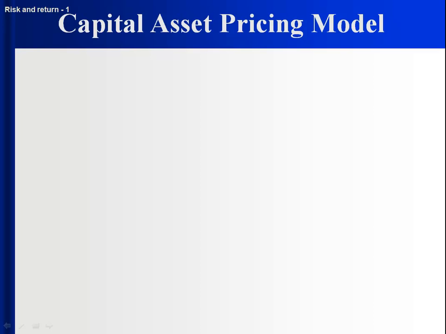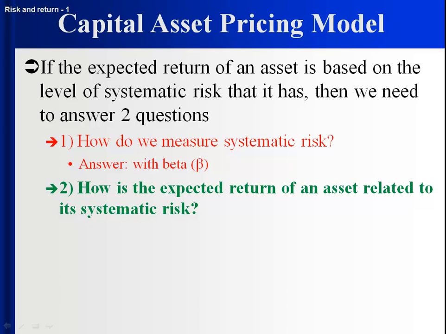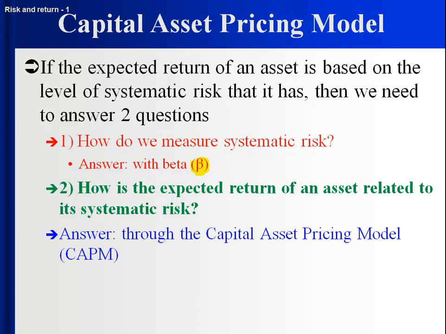So in establishing that systematic risk is the only risk that matters with respect to expected return, it raised two questions. The first is how do we measure systematic risk? And we established that we measure it by beta. And the second, which we're going to address now, is how is the expected return related to systematic risk? So how is expected return related to beta? And the answer to that question is through the CAPM, the Capital Asset Pricing Model.